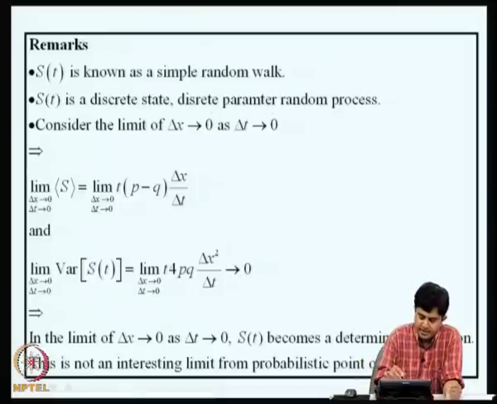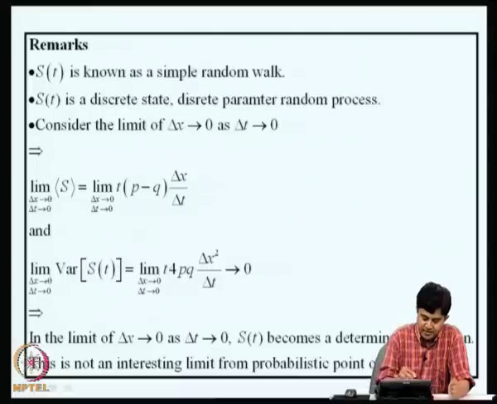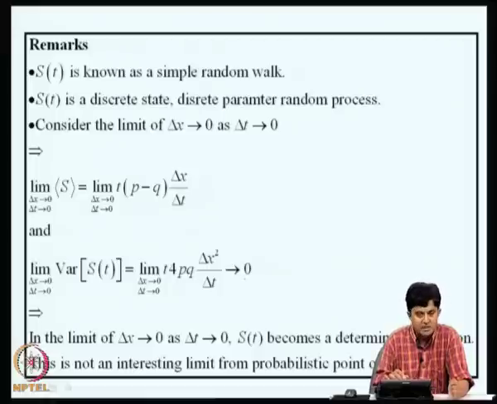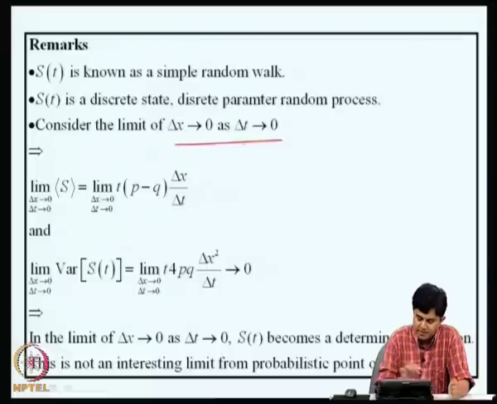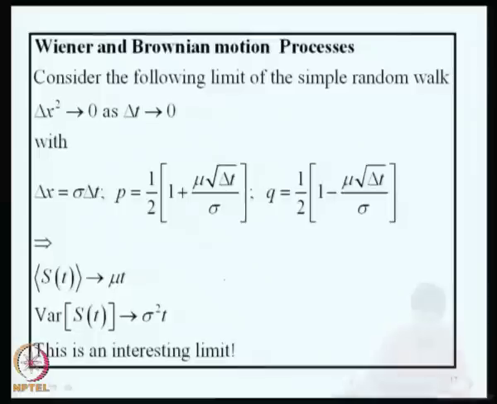It is a discrete state, discrete parameter random process. Now, I would like to consider the limit of delta x going to 0 as delta t going to 0. This is a typical situation that we envisage in a deterministic sense. So, what happens to the expected value of S? It becomes a quantity delta x by delta t, which has acceptable meaning, but variance of S of t goes to 0, and this is not an interesting limit. That means, under this particular limiting operation, S of t becomes a deterministic function since the variance is becoming 0. So, it is not an interesting limit from the point of view of probabilistic treatment of random walk.